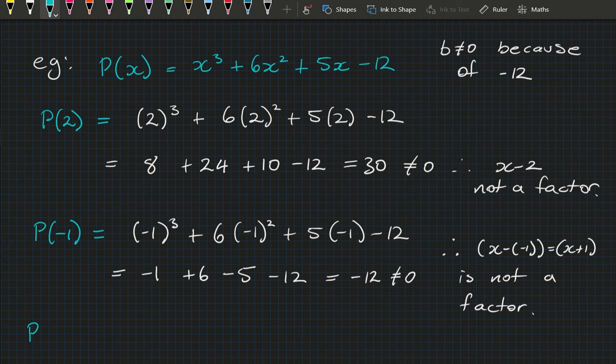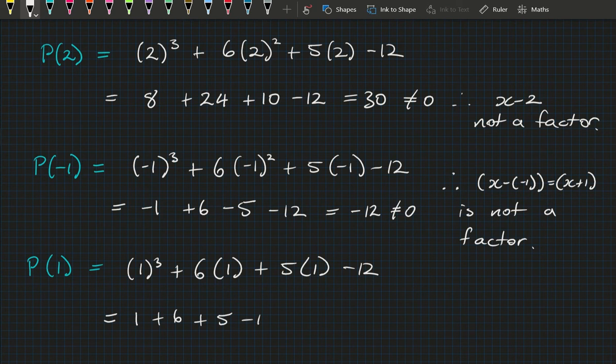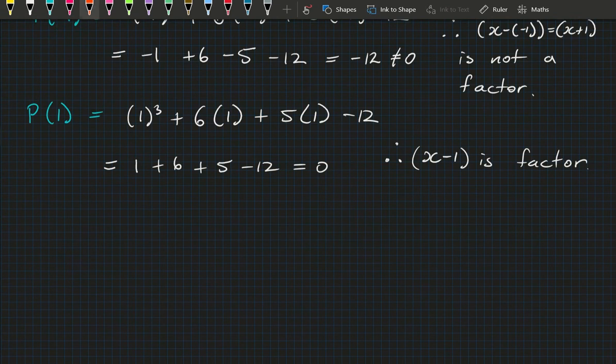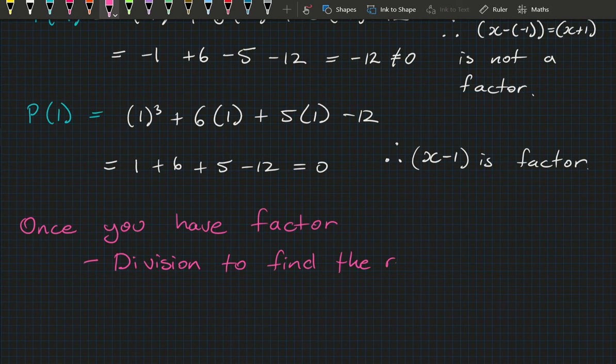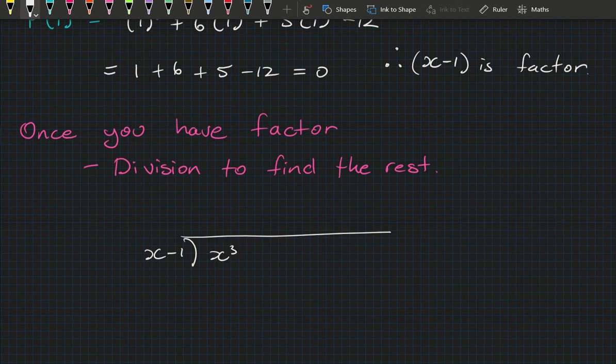Alright, let's try p of 1. So subbing in 1 for x there, we've got 1 plus 6 plus 5 minus 12, which is equal to 0. So therefore, x minus 1 is a factor. So now we've got a factor, the next step is to do division to find the other factors. So if we know that x minus 1 is a factor, we should divide that polynomial by x minus 1.